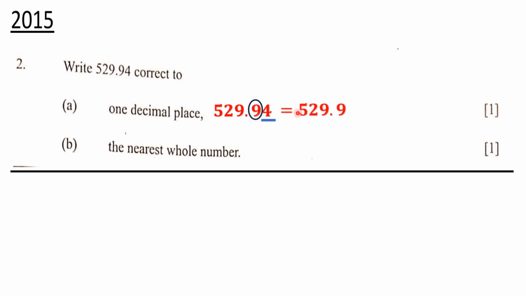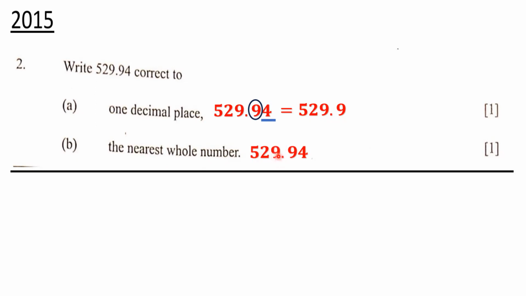So we'll just be left with 5.9. We do not include the 4 because that would be 2 decimal places at the back, and we don't want that. We just want 1 decimal place. B says round to the nearest whole number. So they're basically asking us to round to the nearest one.